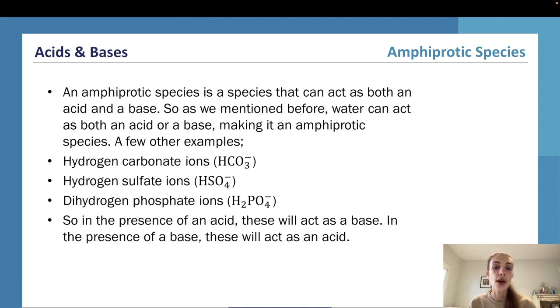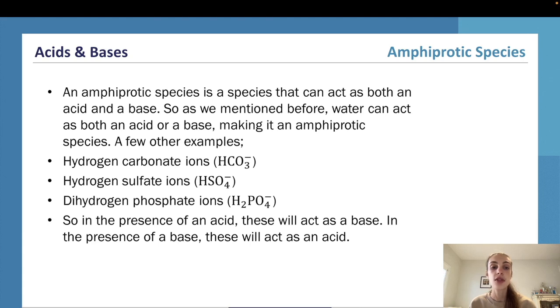We also have a few other examples. So we've got hydrogen carbonate ions, hydrogen sulfate ions, and dihydrogen phosphate ions. In the presence of an acid, these can act as a base, and in the presence of a base, they can act as an acid. And this is because they have a charge on them.